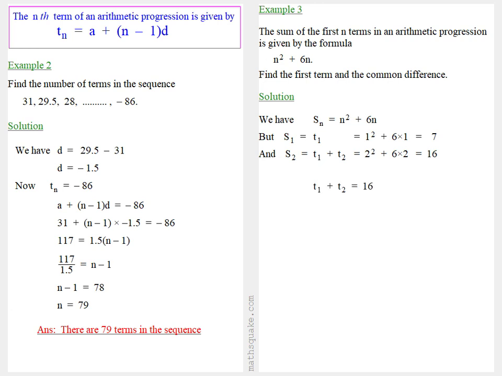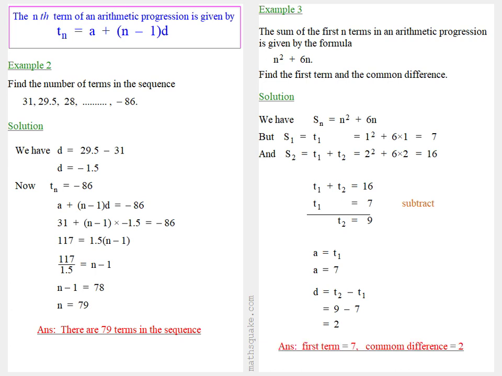So we've got T1 plus T2 is 16, and T1 on its own is 7. So if we subtract, we get T2 is equal to 9. Now A is T1, which we know is 7, so A is 7, and D is the difference between T2 and T1, so it's 9 minus 7, which is 2. So our answer is the first term is 7 and the common difference is 2.